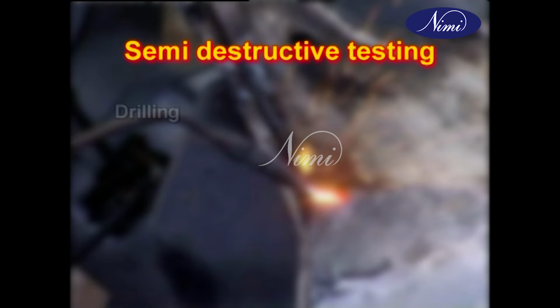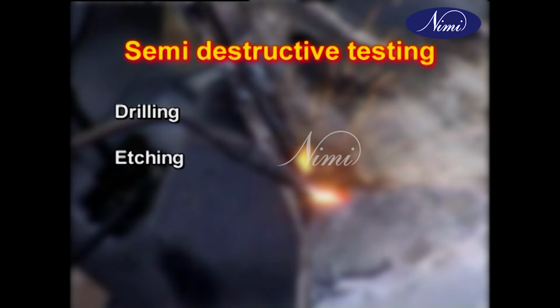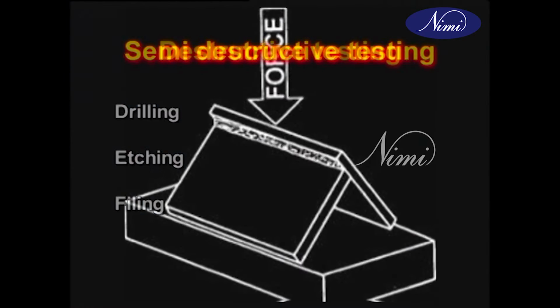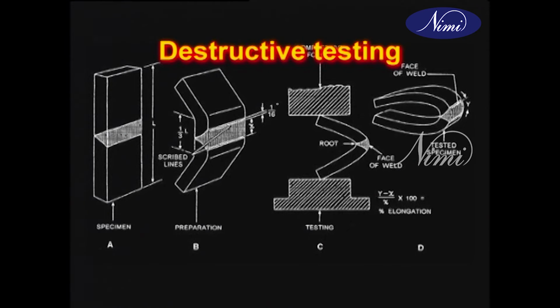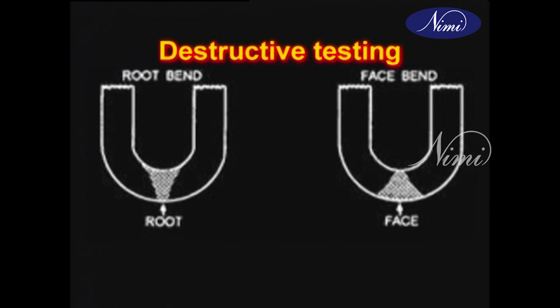In semi-destructive testing, drilling, etching, and filing are some of the tests that can be done. In such cases, the job can be reused by reworking. In destructive testing, the welded job can be cut, bent, or destroyed to check the weld quality and strength of the joint.